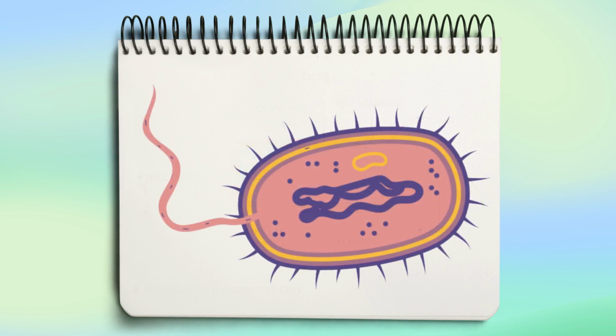Now let's examine a bacterial cell. Take a moment to write down some of the organelles that we have already learned about. For example, notice the absence of a nucleus and the presence of a single looped DNA strand and a plasmid located in the cytoplasm.